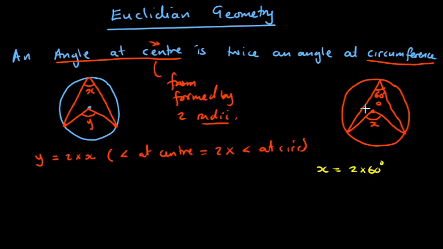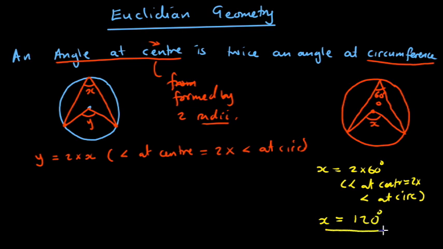In Euclidean geometry, we always need reasons. So you need to tell us the reason why. And the reason why we are saying this is 2 times that is because an angle at center is equal to 2 times angle at circumference. This statement, we shorten it that way, at circumference. Then we close and then we calculate. It means that x is equal to 120 degrees. Easy, right? Let's have another example.